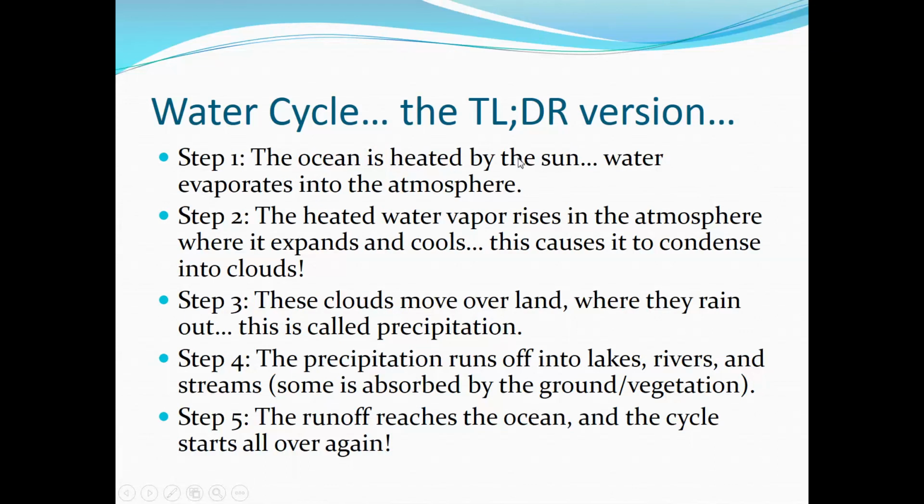So, ocean heated by the sun, water evaporating into the atmosphere. As that water rises, the air in it expands and cools, causing it to condense. Then wind blows the clouds over land, where they precipitate out. The precipitation then runs back down into either lakes or rivers or back out into the ocean, starting the cycle all over again. That's what I want you to focus on. Don't worry about transpiration, don't worry about glaciers, don't worry about runoff. Focus on just these main steps of the water cycle.